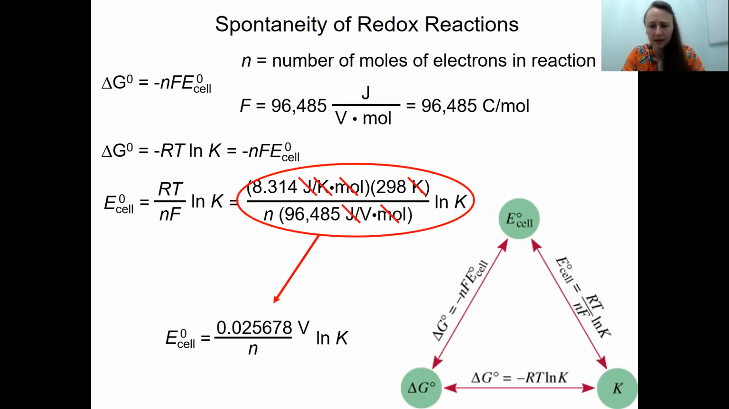We also have a nice triangular relationship here that relates the cell potential, the equilibrium constant, and the free energy. So now you have two equations to find each value. Delta G can be found through the cell potential or the equilibrium constant. The cell potential can be found through delta G or the equilibrium constant, and the equilibrium constant can be found through the cell potential or delta G. All right, so let's work an example.